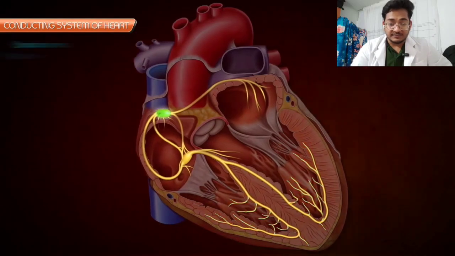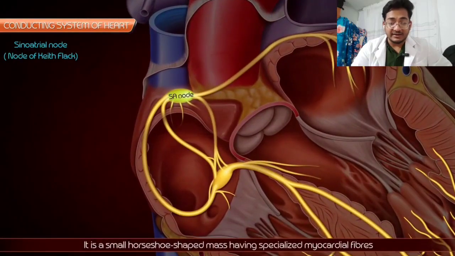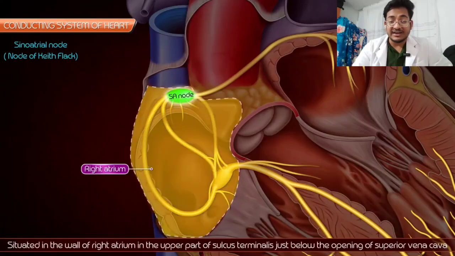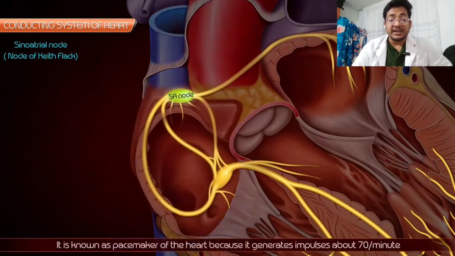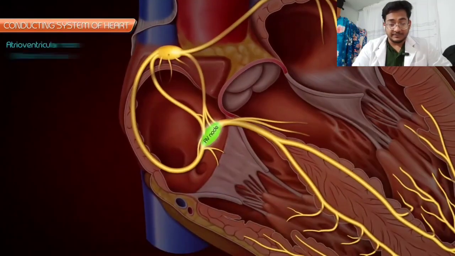and subendocardial Purkinje fibers. Sinoatrial node. Sinoatrial node is also known as node of Keith and Flack. It is a small horseshoe-shaped mass having specialized myocardial fibers situated in the wall of the right atrium in the upper part of the sulcus terminalis, just below the opening of the superior vena cava. It is known as the pacemaker of the heart because it generates impulses about 70 per minute and initiates contraction of cardiac muscle, producing a heartbeat.